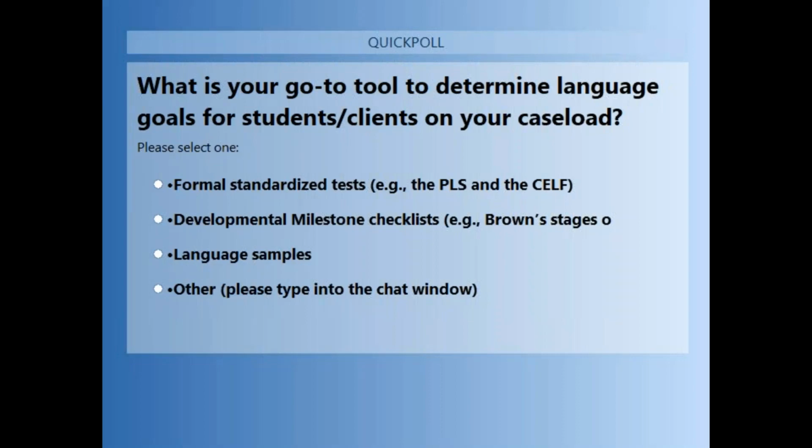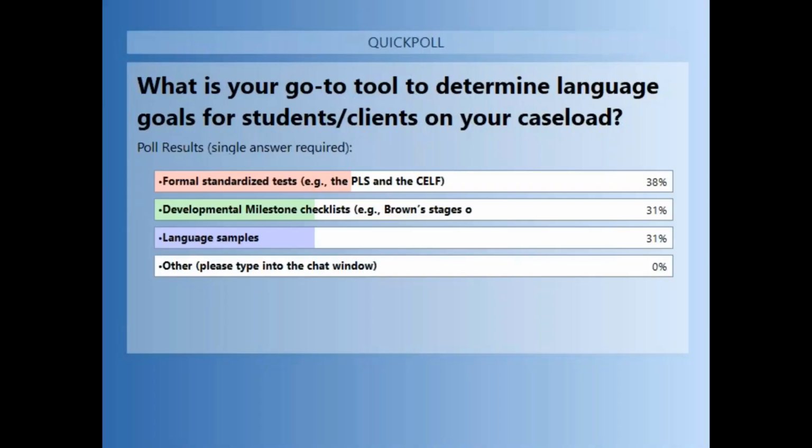All right, it looks like we've got a really nice mix here. So some people use formal standardized tests, some people use developmental milestone checklists, and some people use language samples. Great, thanks for sharing that.